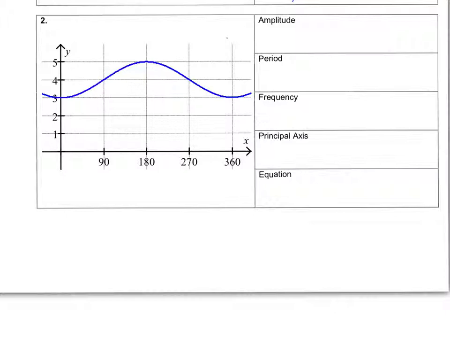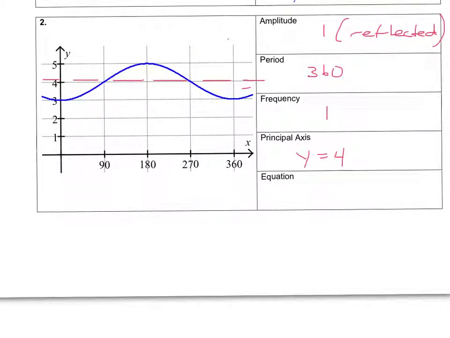State the amplitude, the period, the frequency, and the principal axis. Well, right away you notice that this isn't around the x-axis. So you have to figure out where the principal axis is, and it's halfway between the maximum and the minimum. So here the principal axis is at y equals 4. Given that, I notice that the curve doesn't start at the principal axis, so I'm going to use a cos function. I notice that the amplitude is 1, however, it goes down instead of up, so it's been reflected.